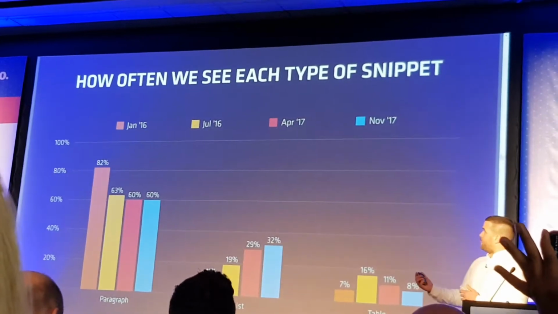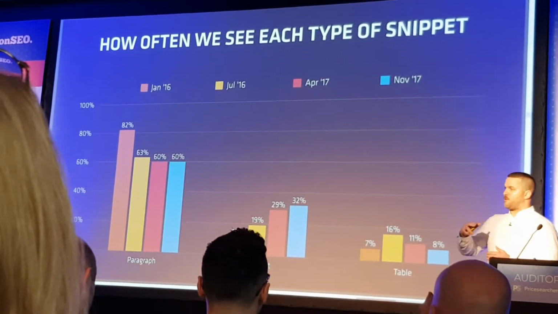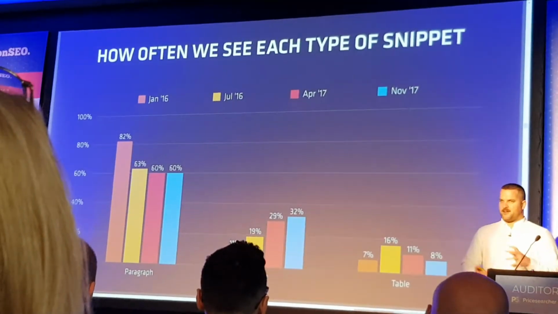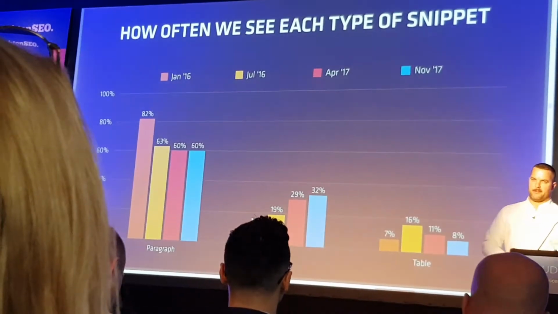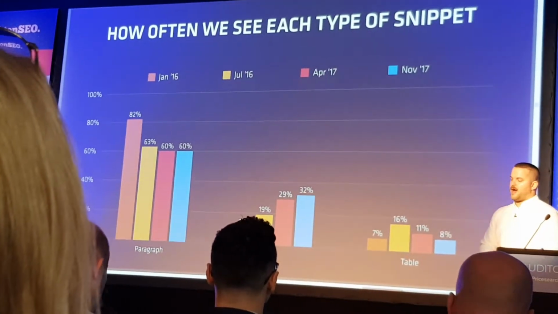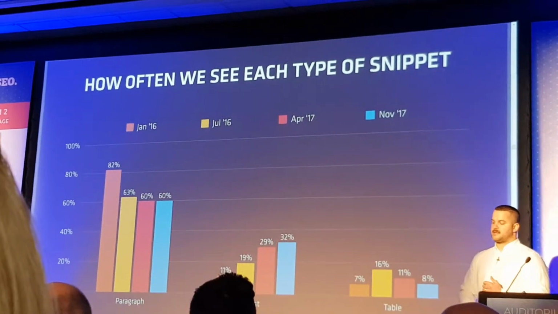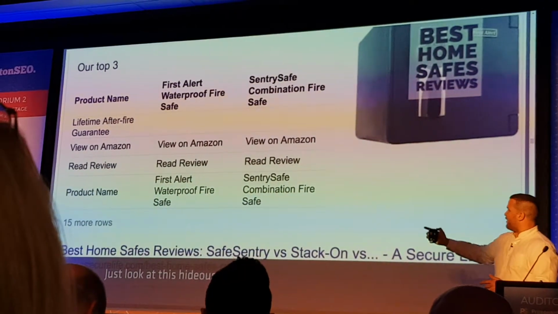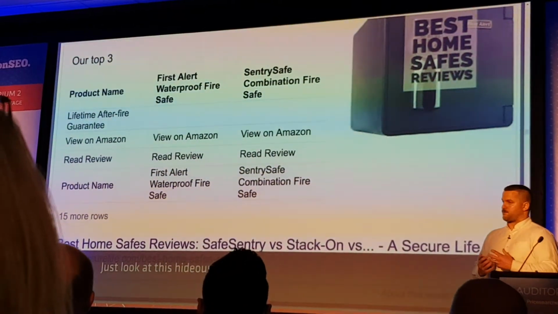We saw tables peak in July of 2016, and they've been going down ever since. What we believe is that Google looked at the data and said, this is a bad user experience, we can't get this right. And I'm sure you've all seen plenty of abysmal table snippets. They're super common, right? I think Google knows this and decided to turn back the course and give more of those to lists. Look at this thing, it's disgusting. It's like, view on Amazon, view on Amazon, view on Amazon, read review, read review. It's really hard for Google to get this right.